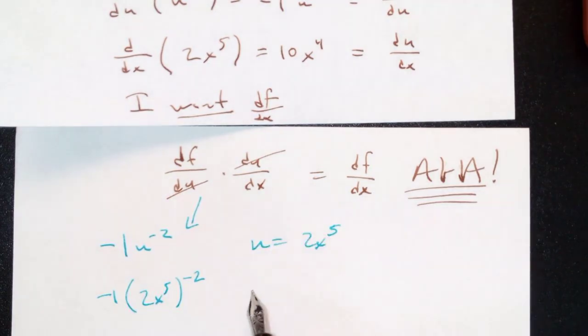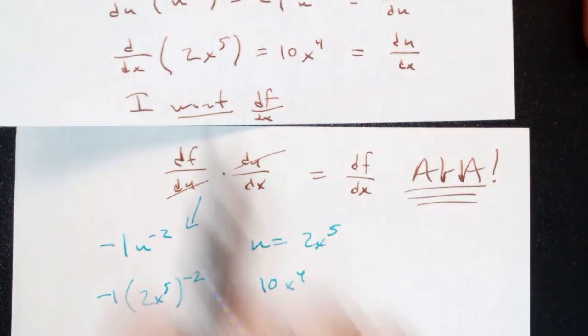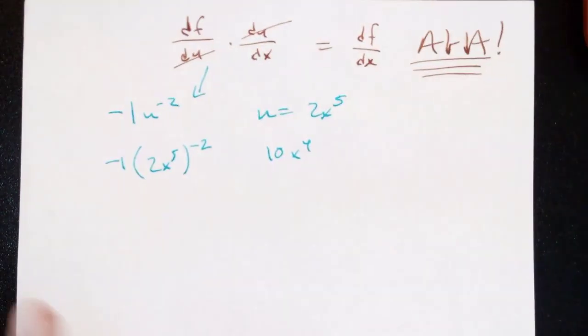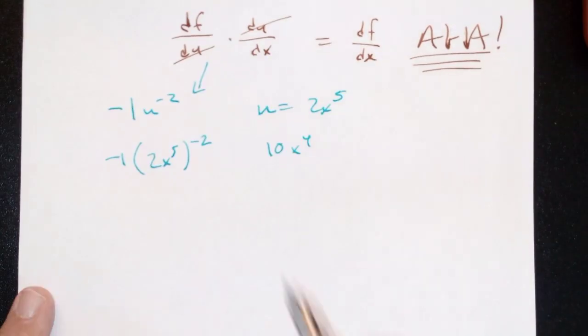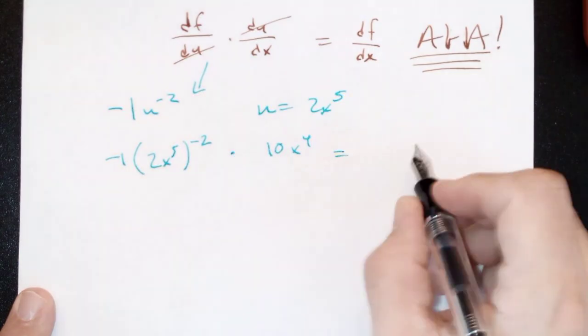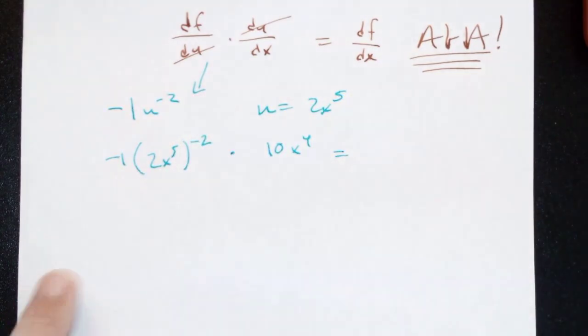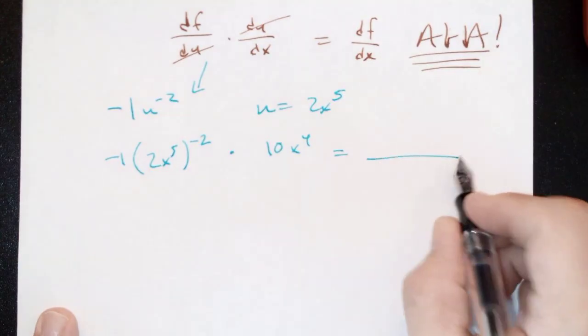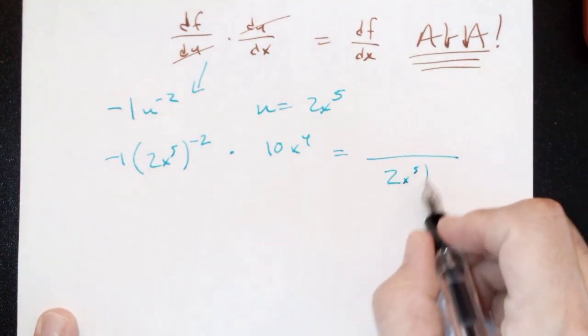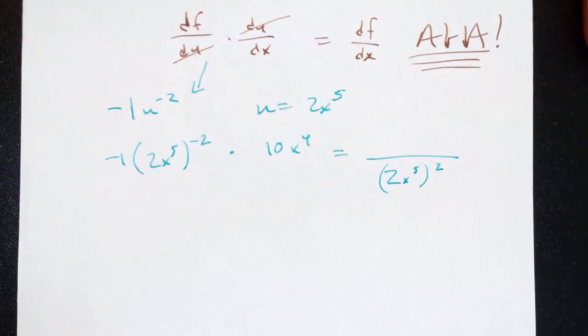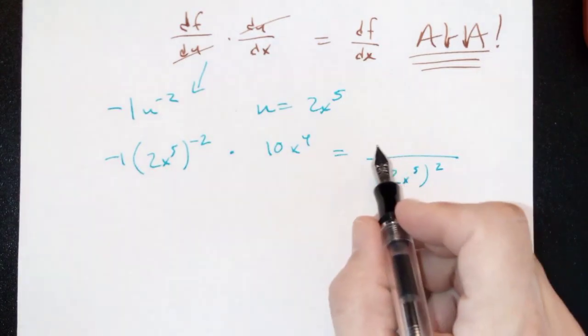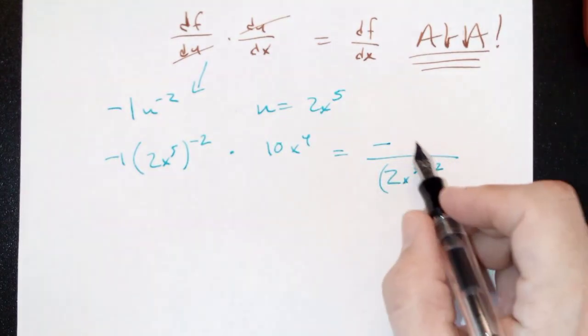du/dx, we already did. That's right here. It's 10x to the fourth. If I multiply these together, this is to a negative power. Where does stuff with negative powers go? Down. There's a minus sign. And there's a 10x to the fourth.